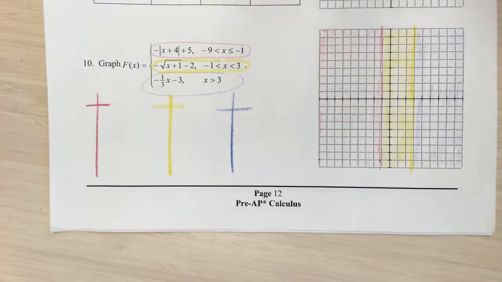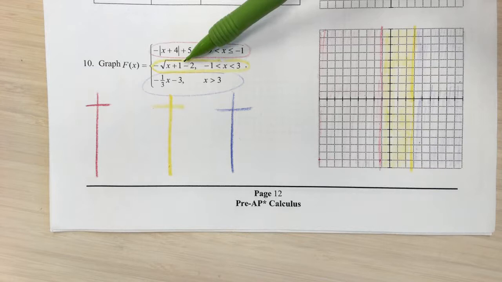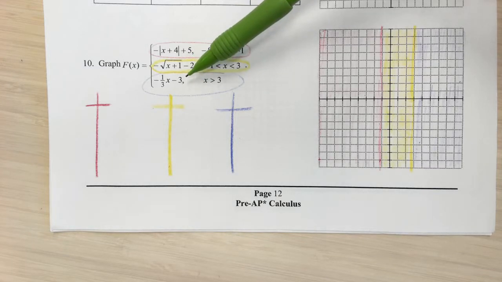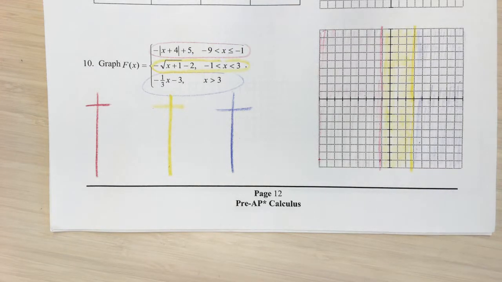You'll notice that our first type of function here is the absolute value function. Then we have a square root function. Then we have a linear function. So we're going to take these three pieces of a function and put them together to make a big piecewise function. You'll notice a bunch of colors on my example here. You're actually going to do a lot of coloring to get used to graphing these piecewise functions.